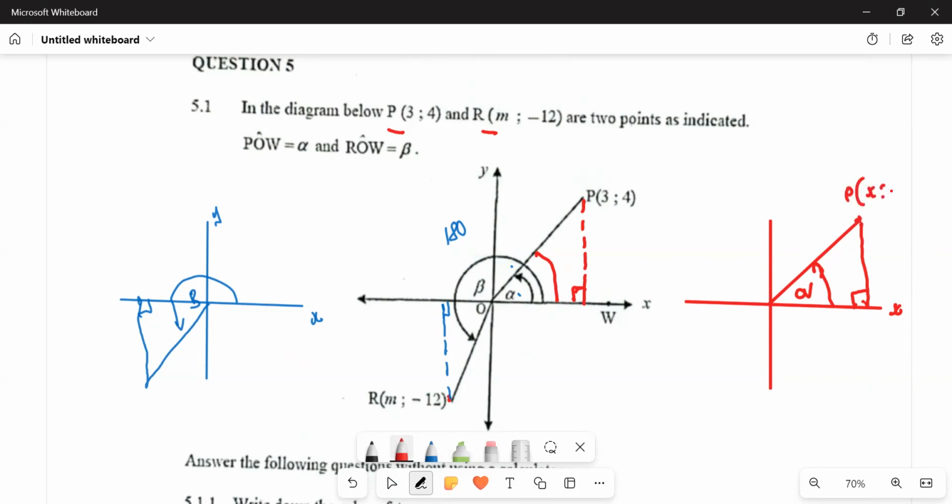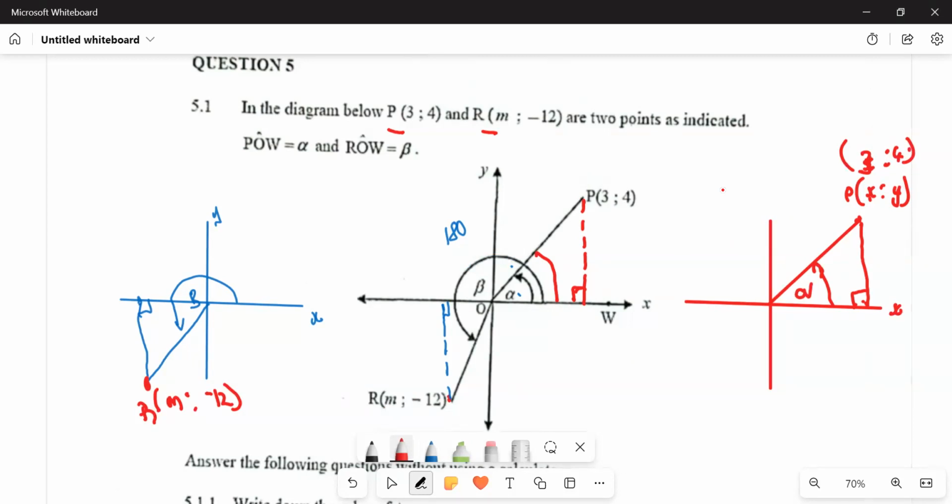Now remember, what are the coordinates? Coordinates are given as x is to y. Because they said this is (3, 4), this one is x, which is 3, and this one is y, which is 4. Come to this side then. What are you given as R? You're given R, where your x is m, and your y is minus 12. So you put it there: you have your minus 12, and you also have your m. Then from here onwards, you're going to look for the missing sides.